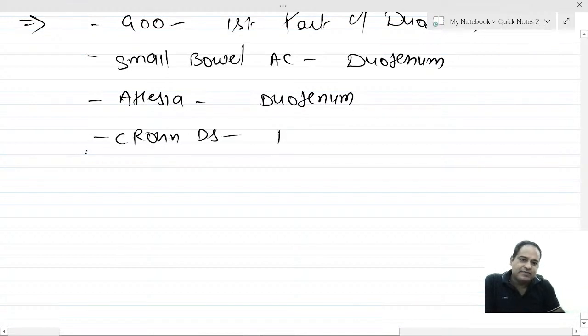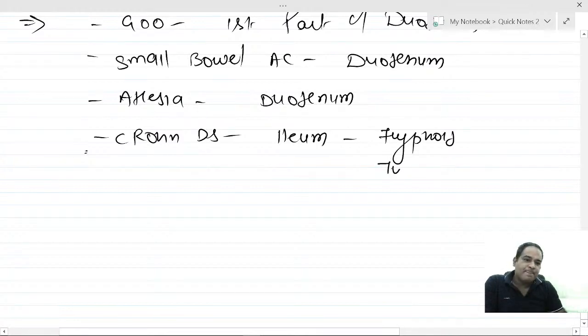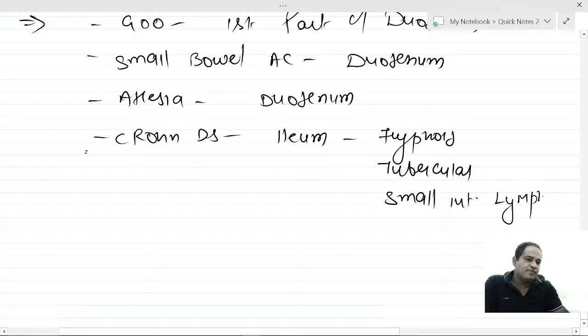Crohn's disease: terminal ileum. Terminal ileum is also the most common site for typhoid, tubercular ulcer, and small intestine lymphoma.